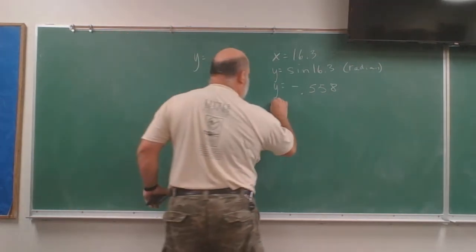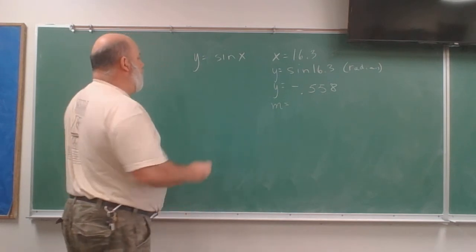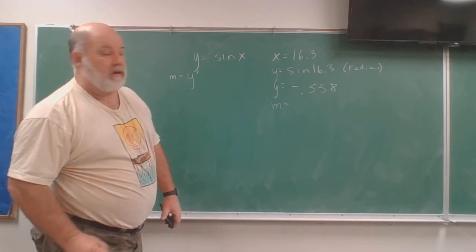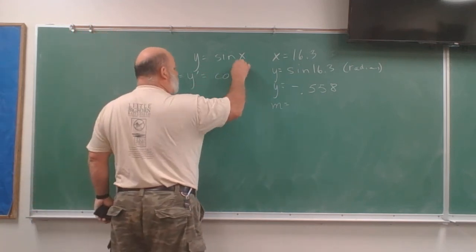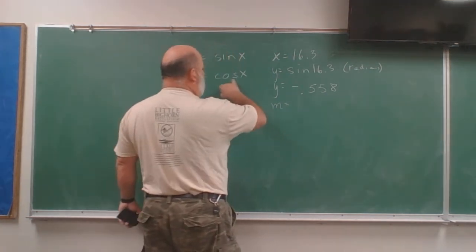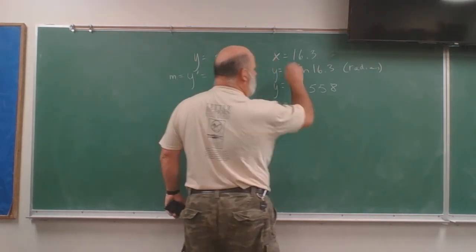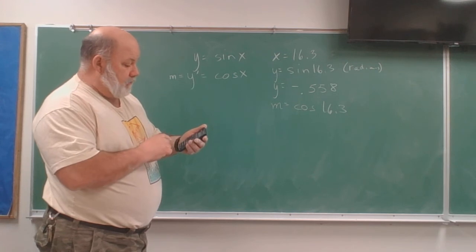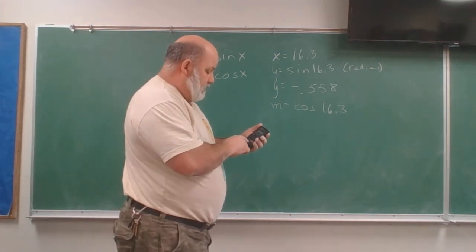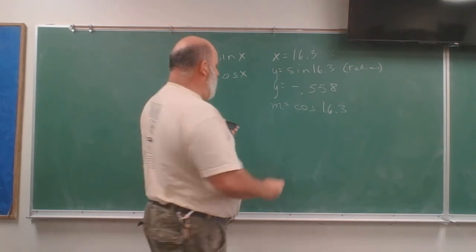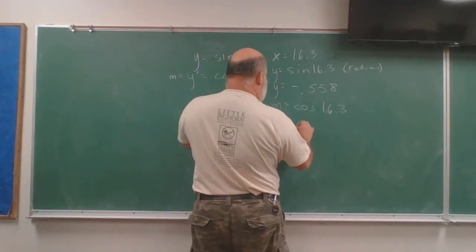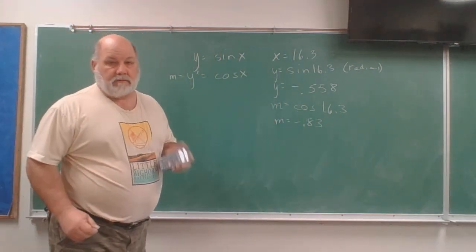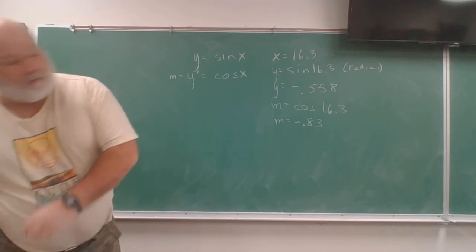I don't have my slope. My slope is just simply the derivative of sine. What's the derivative of sine? It's cosine. So my slope will be the cosine of x, or the cosine of 16.3. So it's clear, I'm still in radians. That's good. 16.3, take the cosine of that, and I get that my slope is negative 0.83. I'm only going out to 2 decimal places. It's 0.829. Check my work. Yep, we're looking good.